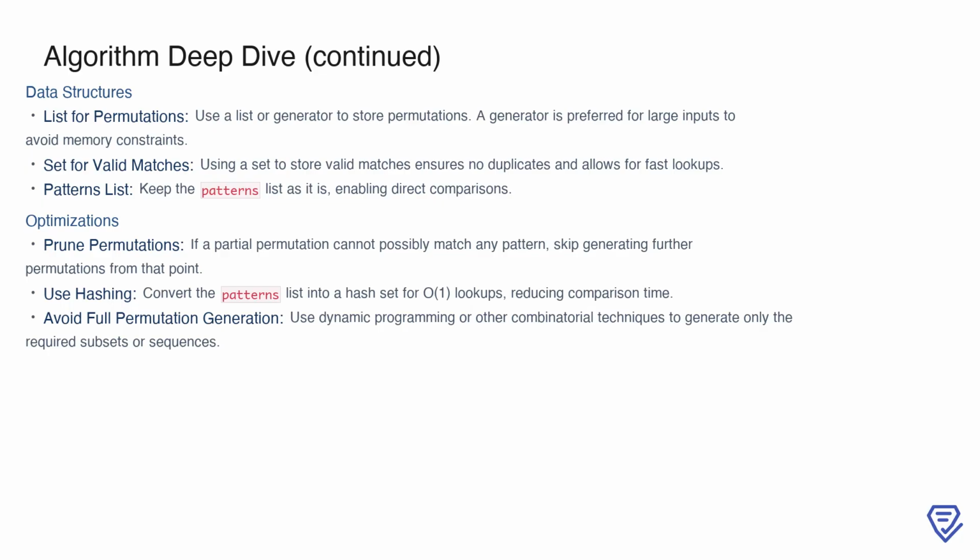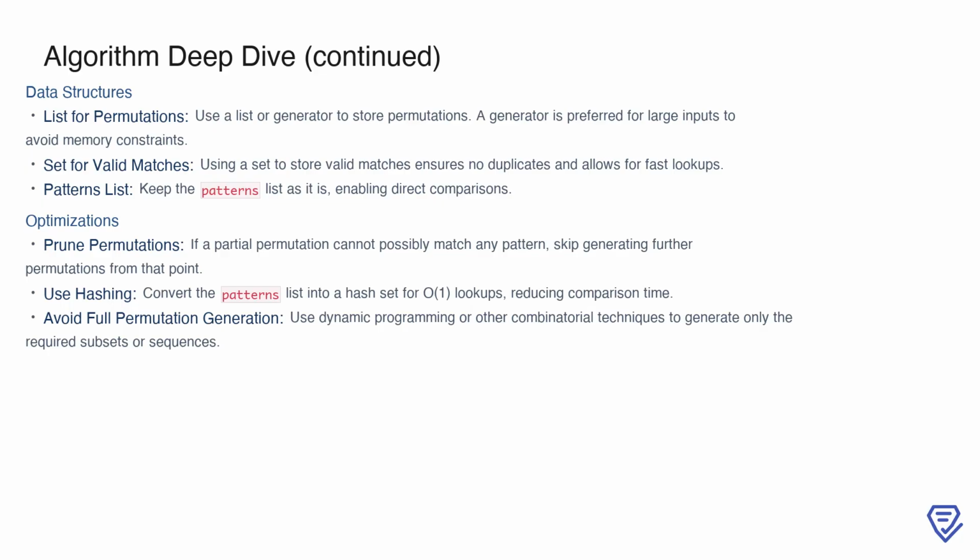The patterns list can remain as is, enabling straightforward comparisons. To optimize the algorithm, we can introduce several improvements. For example, we can prune permutations early. If a partial permutation cannot possibly match any pattern, we can skip generating further permutations from that branch. Additionally, converting the patterns list into a hash set allows for O(1) lookups, significantly reducing comparison time.